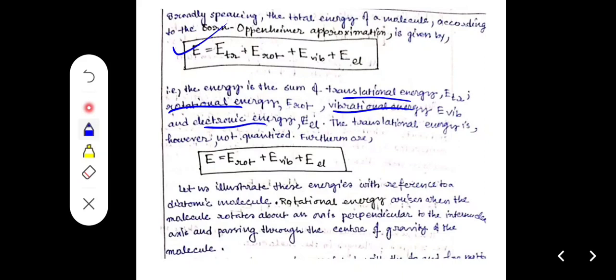Okay, similar things. Now we consider that E transition energy is not quantized, so we can say energy equals the sum of rotational energy plus vibration energy plus electronic energy. Now let us illustrate this energy with reference to a diatomic molecule. Rotation energy arises when the molecule rotates about its axis perpendicular to the internuclear axis and passing through the center of gravity of the molecule. There is some rotation about the axis, and that's why the molecule exhibits rotational energy.